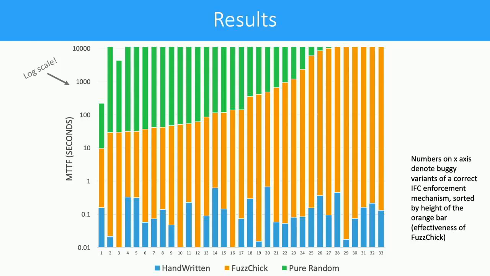Okay, those are the results. So these are the 33 properties, the 33 variants, sorry, of the machines that we fuzzed.